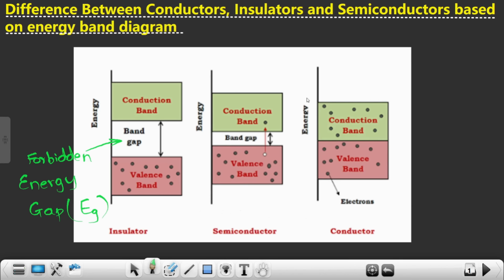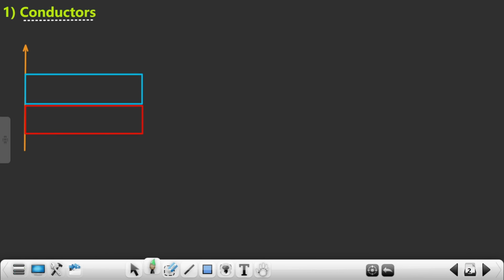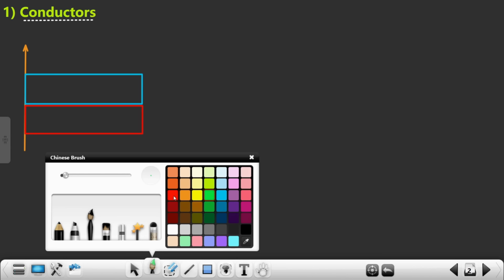You can clearly see this is our energy, and the energy gap, or the forbidden energy gap, is negligible in case of conductors. Okay, so we are going to discuss each and every diagram in detail. So let's proceed further.